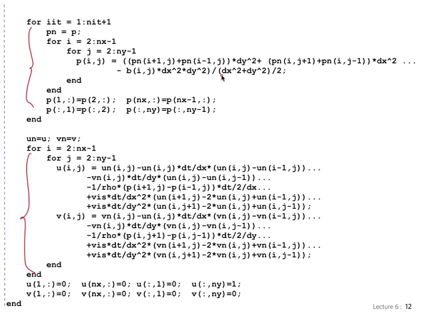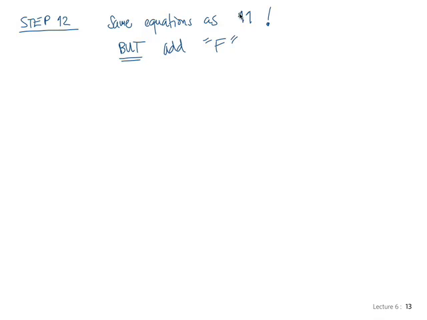Step number 12 is basically exactly the same as before, is exactly the same equations as 11. So we don't need to write them again because it's the same equations, but add a source term f to the equation for u. The first equation, Navier-Stokes equation. This f is simply going to be equal to 1. Nothing strange.